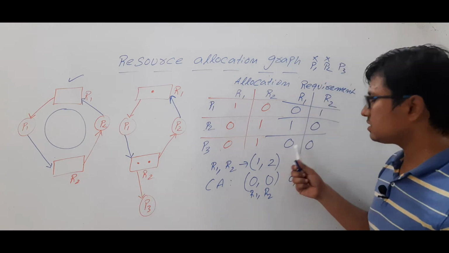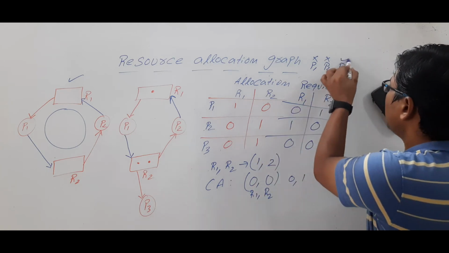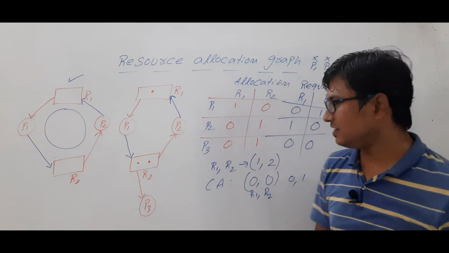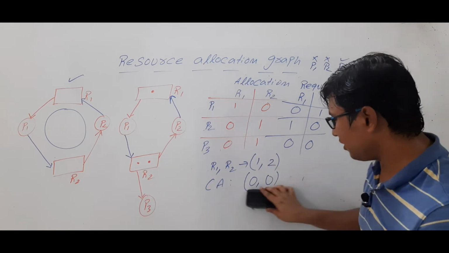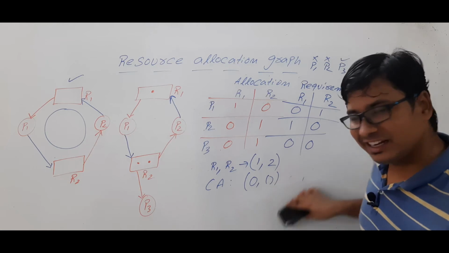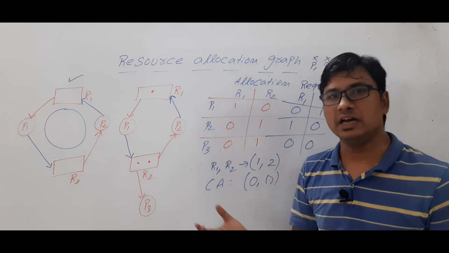Look at, can we satisfy the requirement of process P3? Yes. It does not need either resource R1 or resource R2, and we don't have any either. Is it clear? So this is the process we can allocate. Okay, obviously we are not allocating, but it will complete the task. If it completes the task, whatever resources it has, it will release.